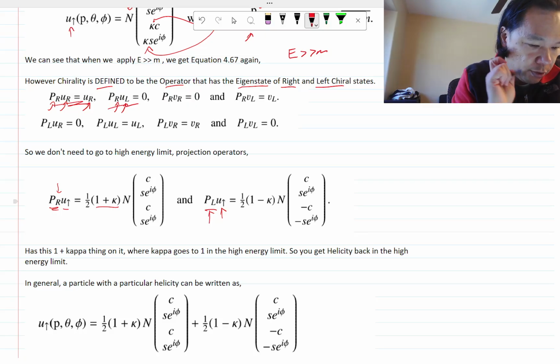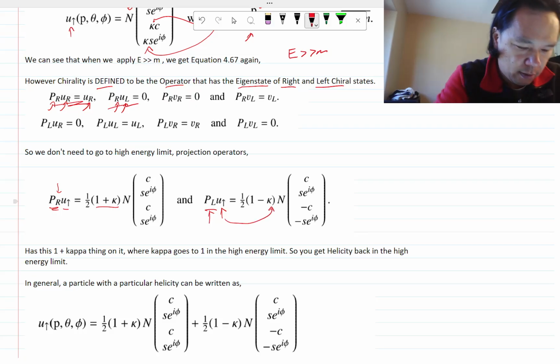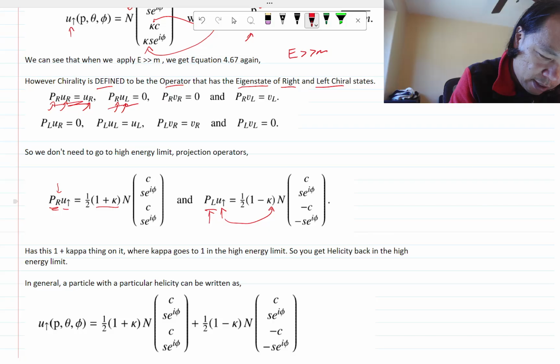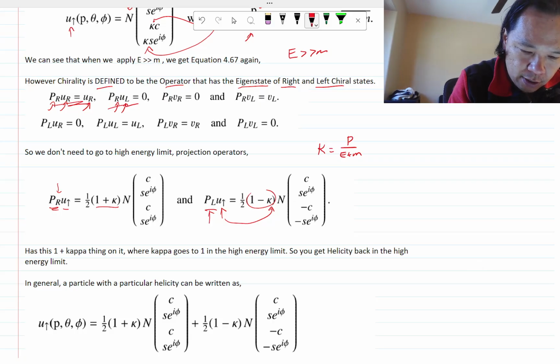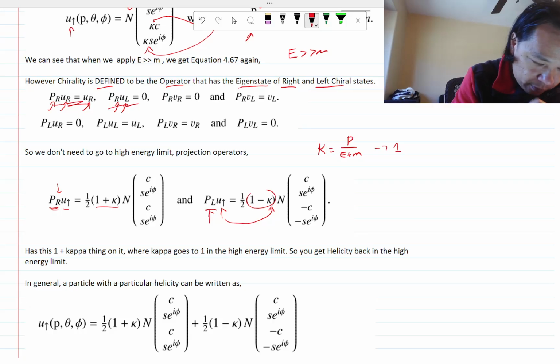projection operator, you don't get 0 exactly. Okay, that's because we're not at the high energy limit, and therefore P over E plus M is not just 1. Therefore, you get a little bit of kappa. You get a factor of 1 minus kappa instead. Okay, where remember, kappa is equal to P over E plus M. So remember, in the high energy limit, this goes to 1. So in the high energy limit, if kappa goes to 1, this whole thing goes to 0.